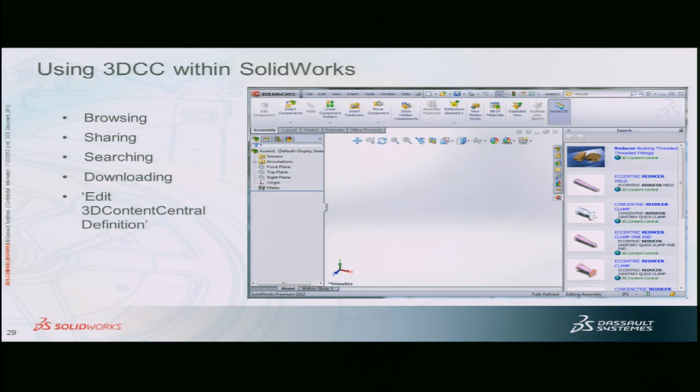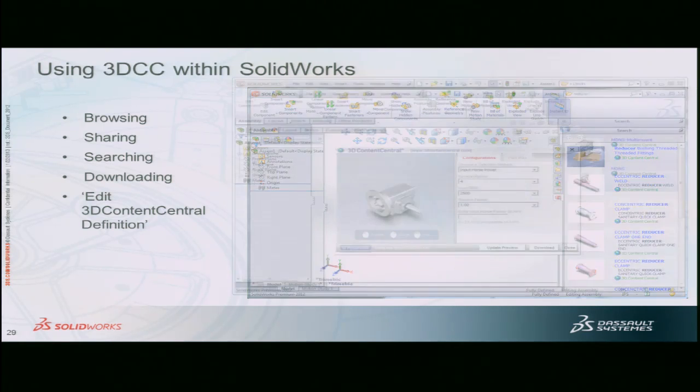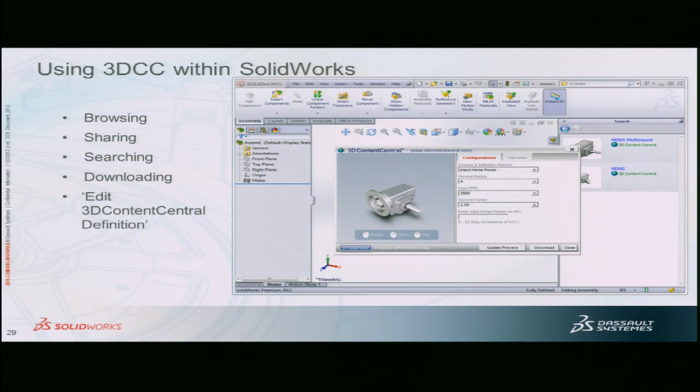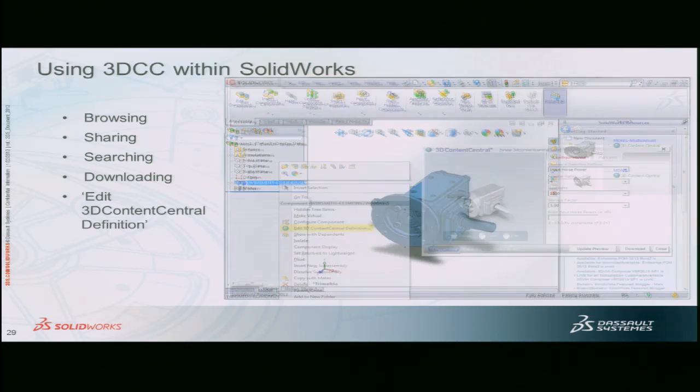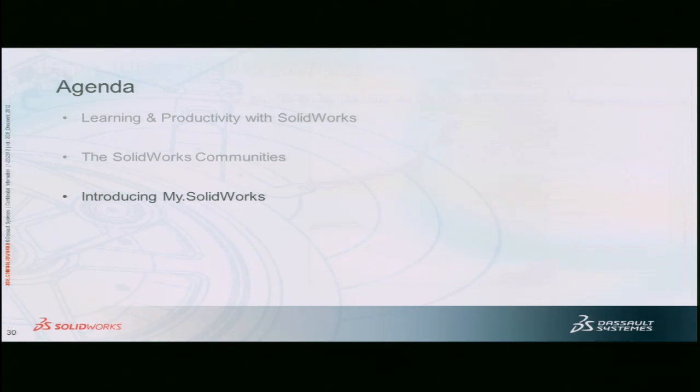And all you do is you drag that model from your task pane into your workspace. It's going to ask you to log in, it's going to ask you to configure, and it's going to download right there. And what's really neat is that intelligence follows that model around. So if you open that model later, if you pass it off to somebody else, instead of edit definition, you're going to get edit 3D Content Central definition, so you can go back in and you can reconfigure it to a different size, you can download a different model.